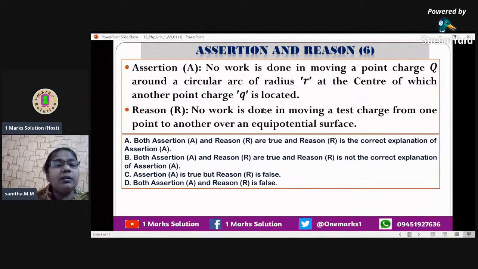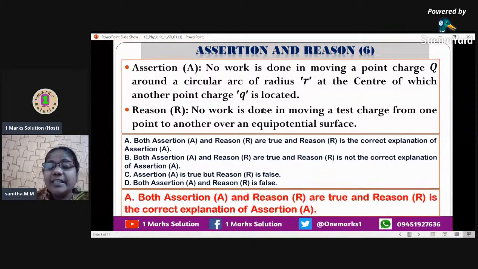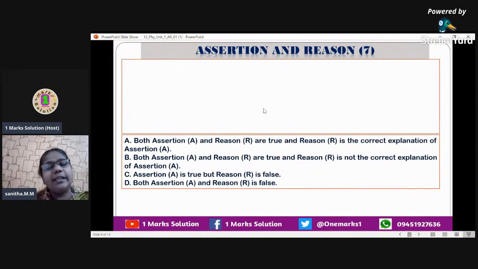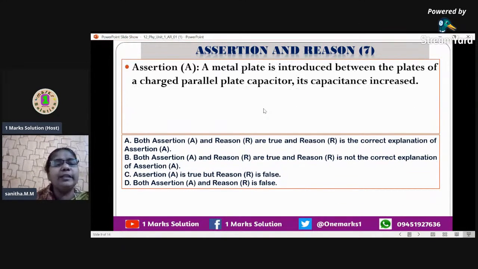What is the reason? No work is done in moving a test charge from one point to another over an equipotential surface. That is the correct explanation. Why? Because just now we have discussed, isn't it? On an equipotential surface, no work is done. So here also the correct explanation is given for the assertion. So the answer is option A, we can say. Now we'll go for the next one, the seventh one.